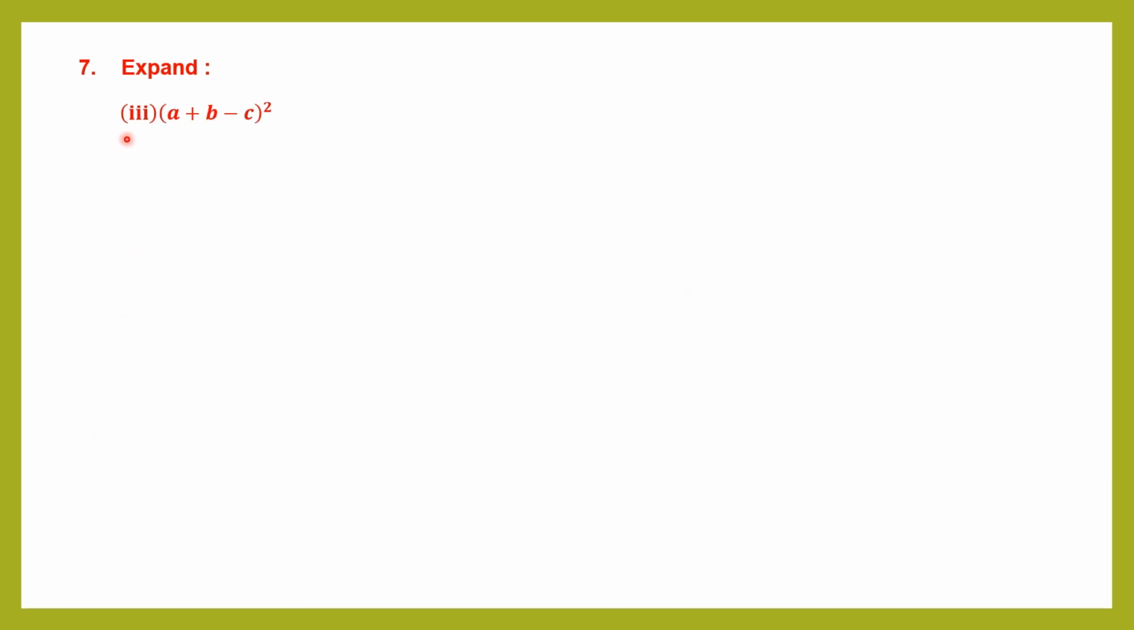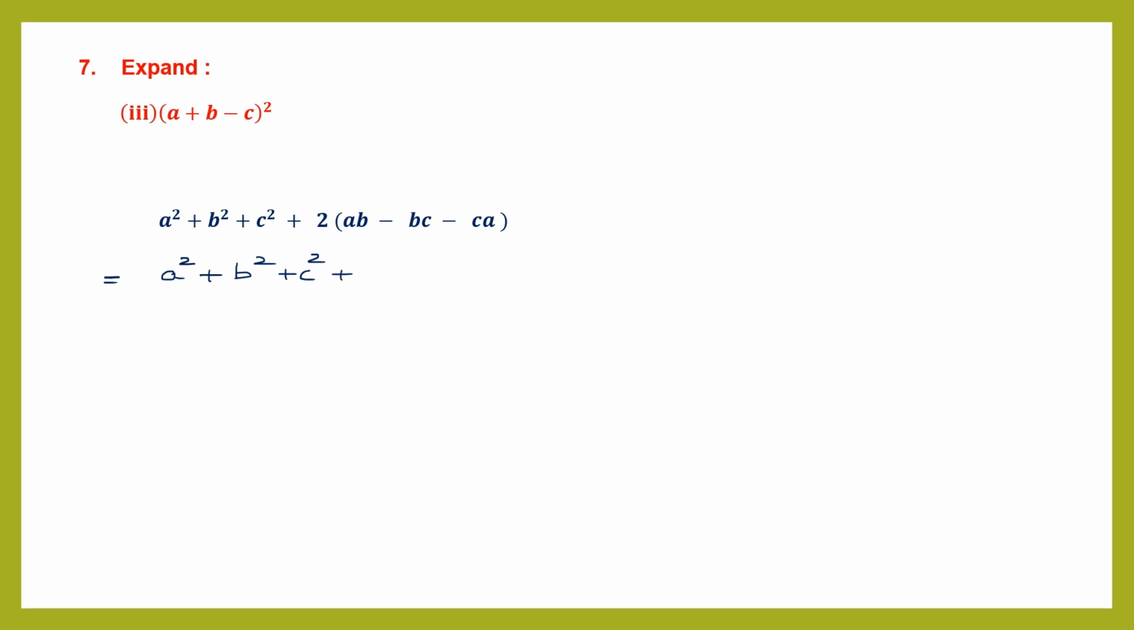Question 7, third one, a plus b minus c the whole square. So here this is a and this is b and this is c. So it's all the same thing, isn't it? So now we have to apply this formula. This is the formula to find a plus b minus c the whole square. So here what do we have? In the place of a, we have a itself. In the place of b, b. In the place of c, c itself.